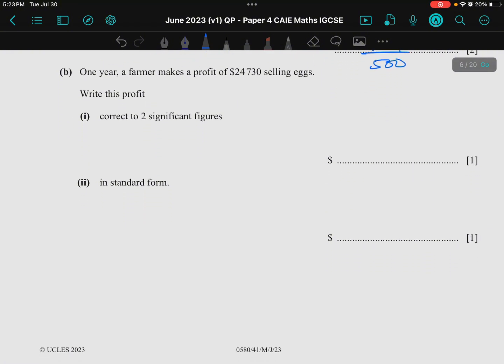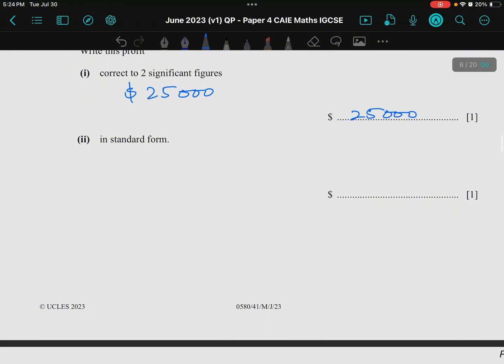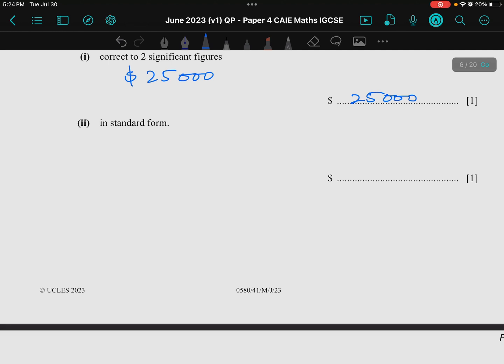Part number B. One year a farmer makes a profit of $24,730 selling eggs. Write this profit correct to two significant figures. So two significant figures means only two figures should be there. So rounding off, it will become $25,000. When 7, we will remove 7, 4 will increase by 1. So it is 25000.